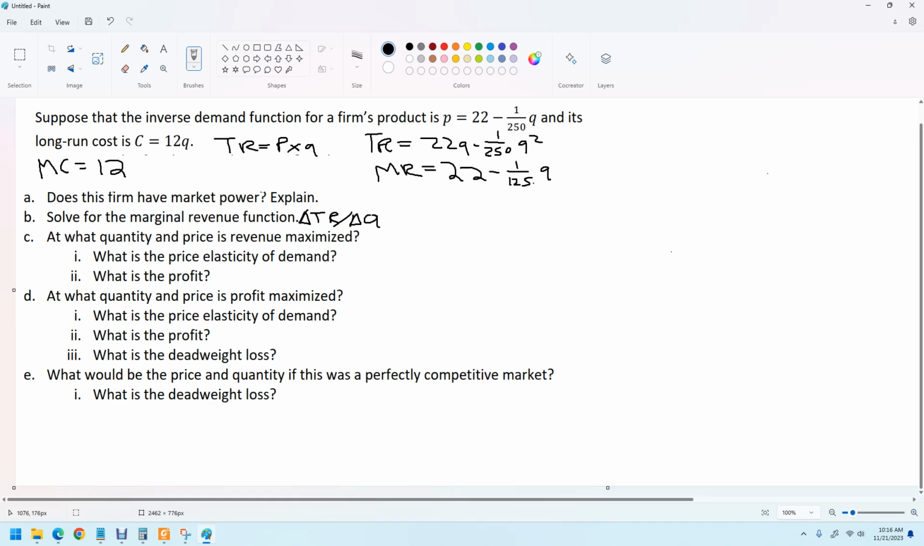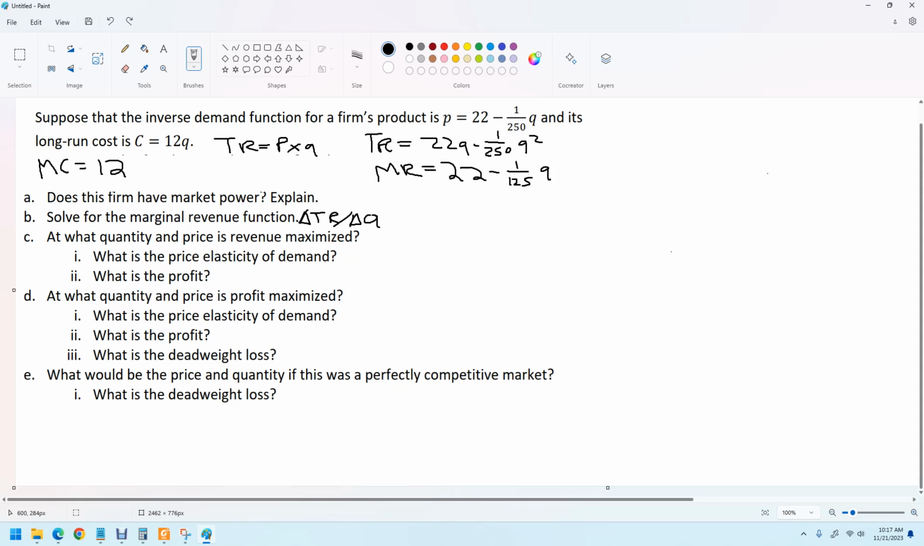If you compare this function to that function, when the demand curve is linear like this, really all you have to do is multiply 2 times that coefficient and you get that. But you should know how to do that. So anyway, that's the marginal revenue function right there.